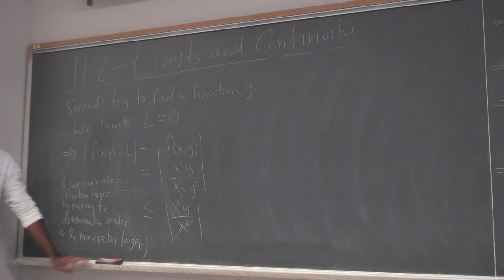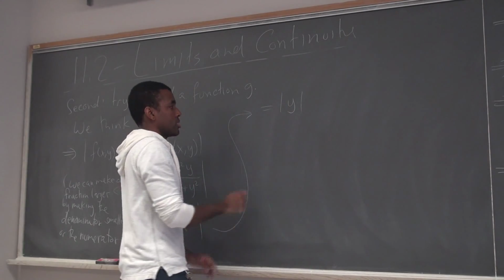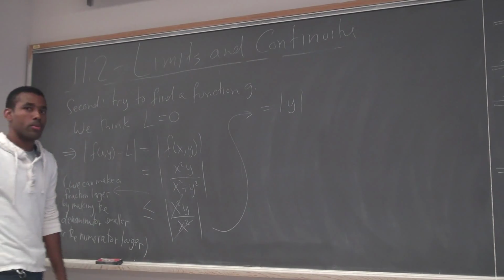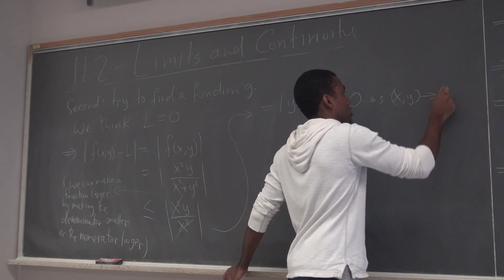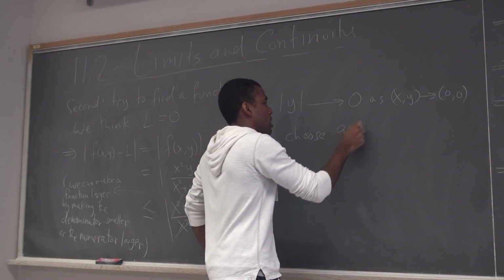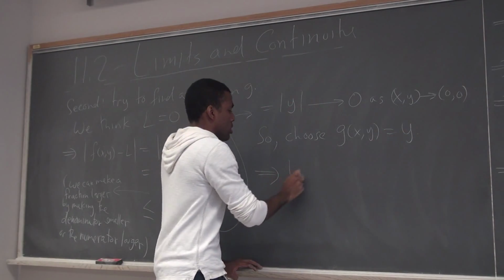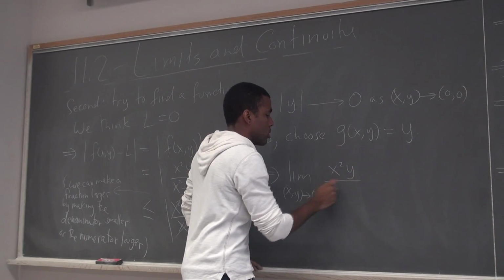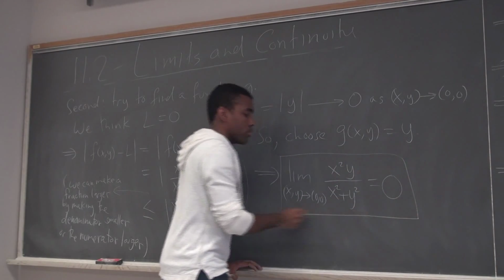Well, the x squareds cancel, right? So this guy is just equal to the absolute value of y. And as x and y approach 0, what does the function y do? This actually approaches 0 as (x,y) approaches 0. So choose g of (x,y) to equal y. Then the limit as (x,y) approaches (0,0) of x squared y over x squared plus y squared is actually 0. And it's proven by the squeeze theorem.